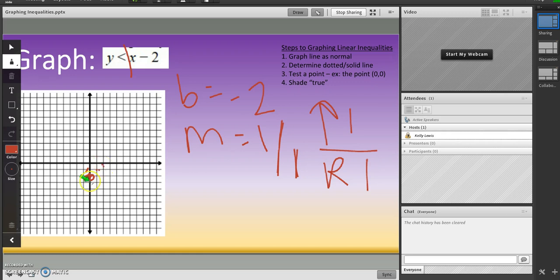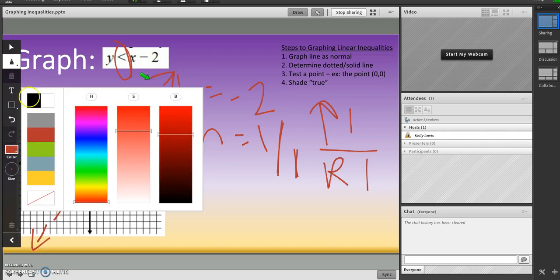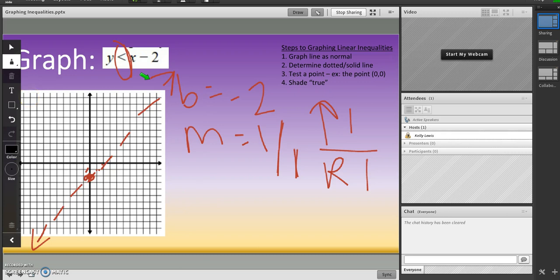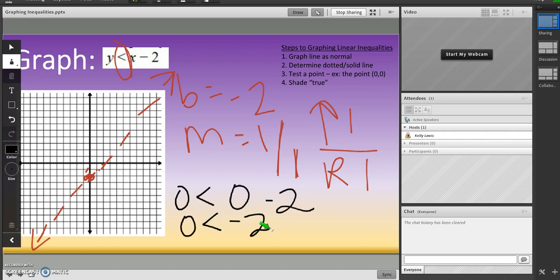Up 1, right 1. And it's not equal to, so it's a dotted line. Put arrows on it. Okay, now I need to test a point. So I'm going to write 0 less than 0 minus 2. So 0 less than -2. 0 is not less than -2.